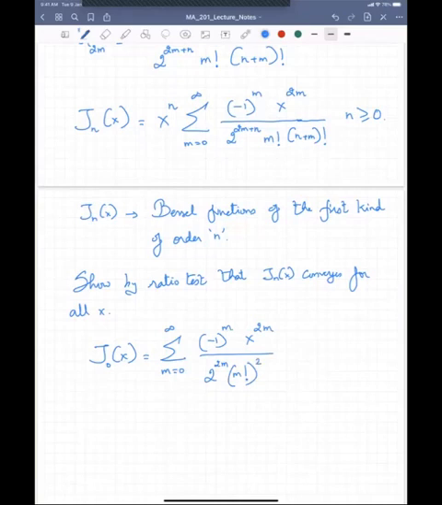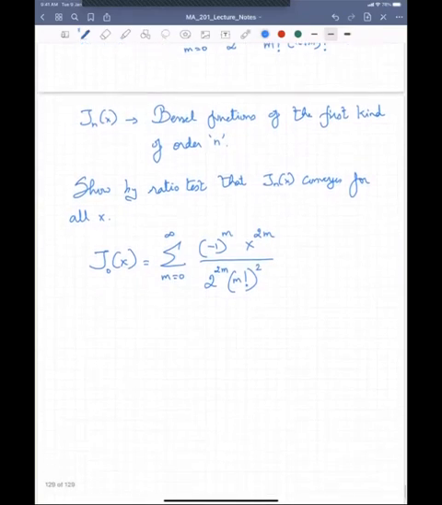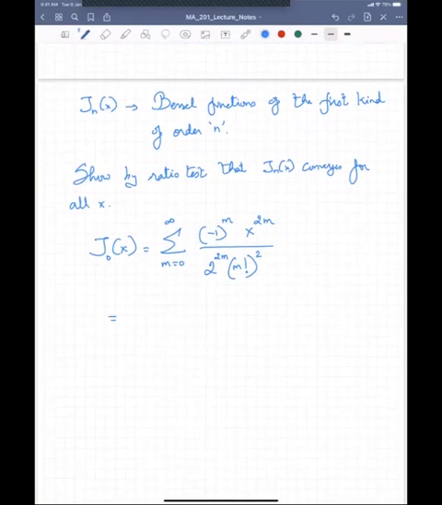So there is an m factorial squared. If you actually write this out, there is a curious pattern that comes in. The first term, m equal to 0, is of course just 1, because anything to the power 0 is 1 and 0 factorial is 1. The second term has a negative sign because m equals 1, minus 1 to the 1 has a negative sign. And this becomes 1 over 2 squared times 2 factorial squared, x squared.